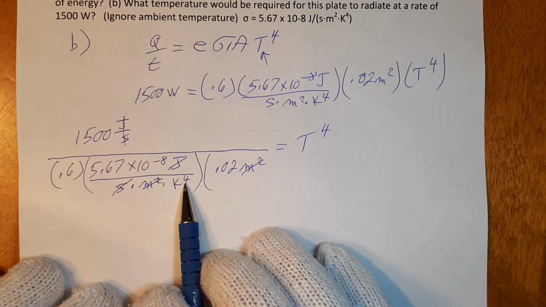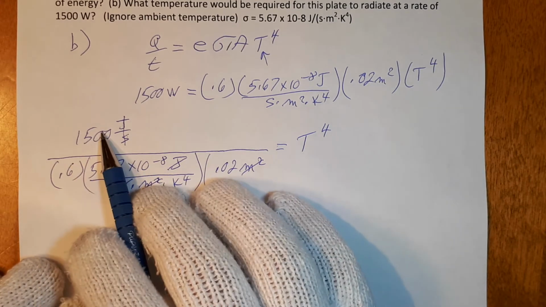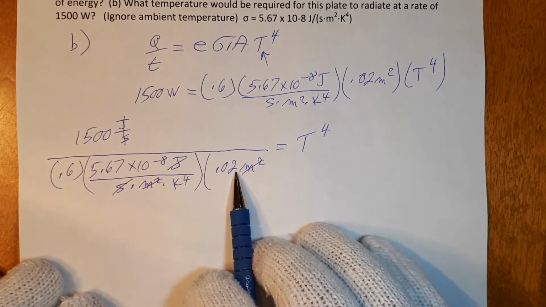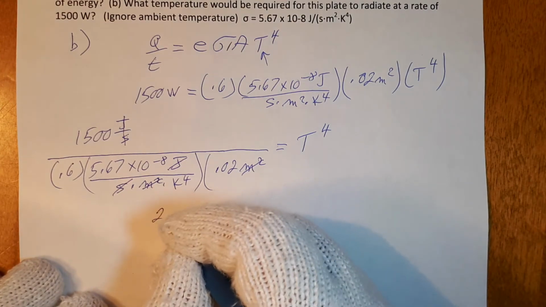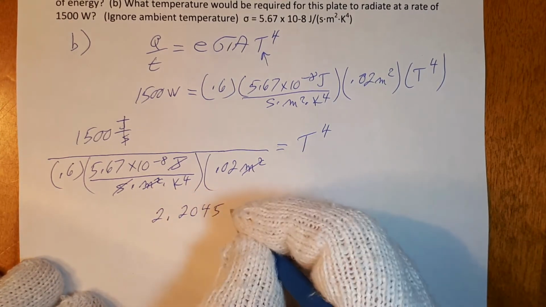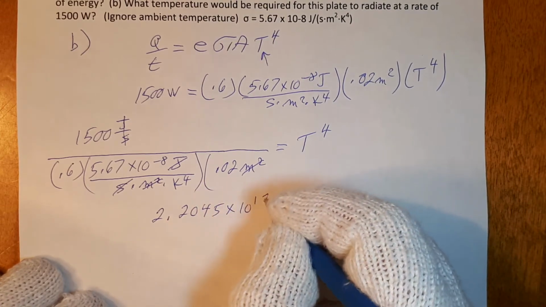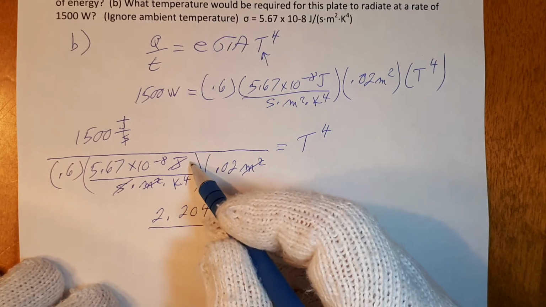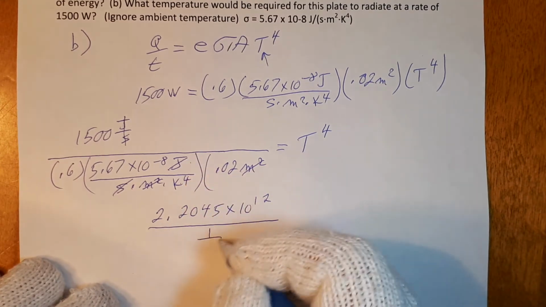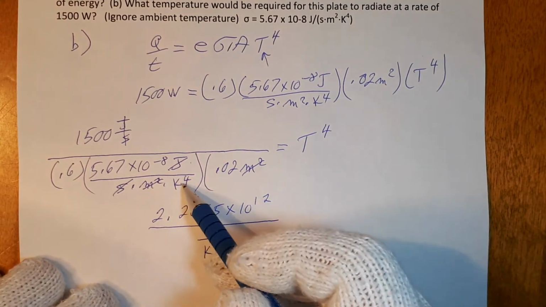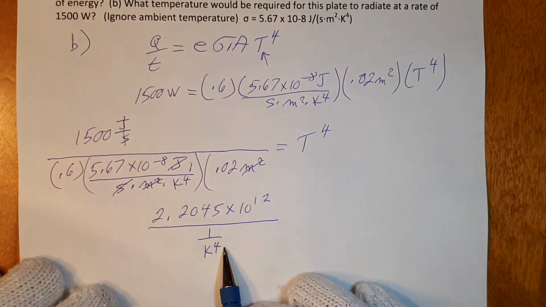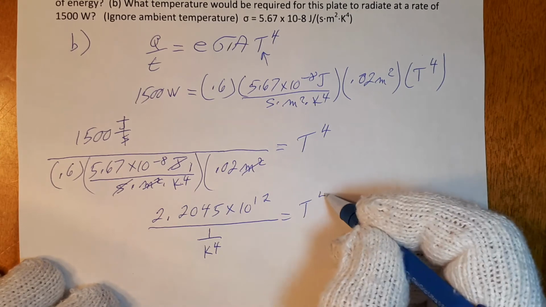I'm going to leave the Kelvin down here. Doing the mathematics, 1500 divided by the 0.6 and these other terms, the answer is 2.2045 times 10 to the power of 12, divided by Kelvin to the power of 4, it's 1 over Kelvin to the 4. It's a fraction. There's a unit of 1 always on the top. And that's equal to temperature to the power of 4.